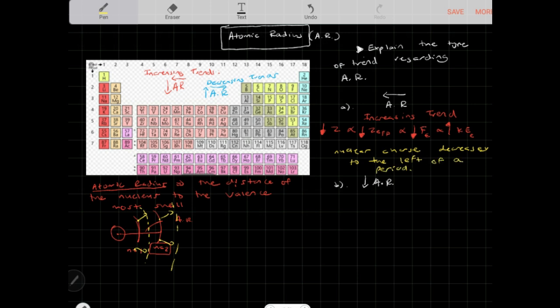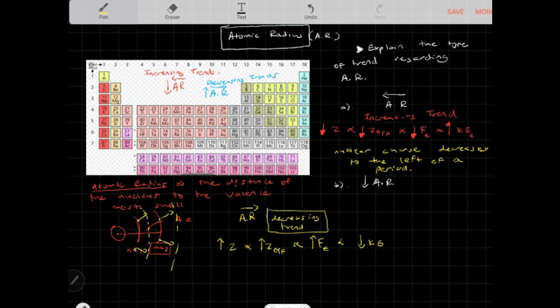And you can think about this in the case of its opposite trend, right? The atomic radius should decrease if you go to the right of the period. This is a decreasing trend because as you go to the right of the period, the atomic number increases, which means that the nuclear charge increases, which causes the effective nuclear charge to increase. Because the effective nuclear charge increases, the force of attraction will tend to increase, and as a result, the kinetic energy of the electrons decreases.